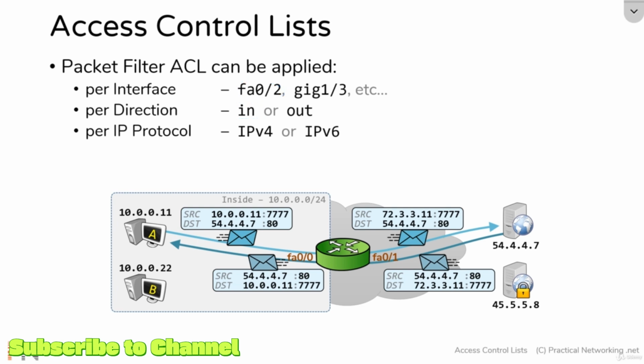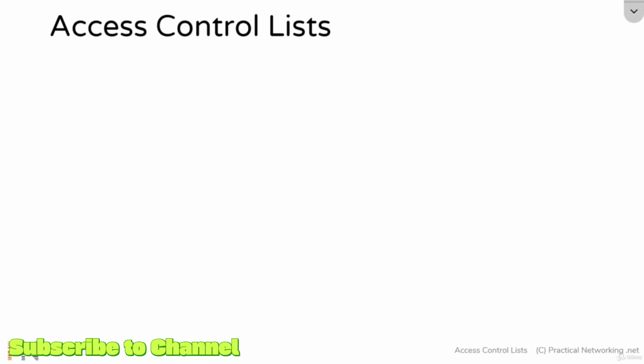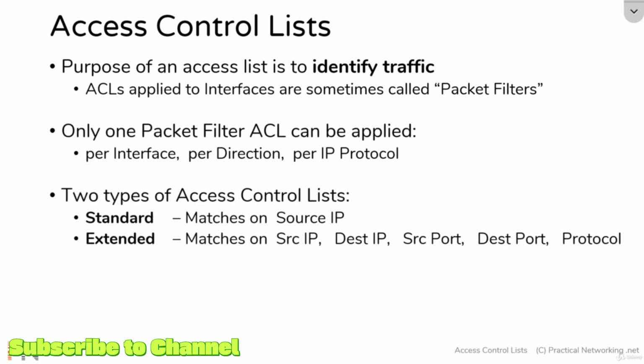Now I'll be looking at the application of access lists to router interfaces in more details in a later video in this series. For now, the key takeaways from this video are these right here. We discussed that an access list is simply there to identify traffic, and then how you apply the access list determines what the access list is doing. We then discussed that an access list applied to an interface is sometimes called a packet filter, and that you can only apply an ACL once per interface, per direction, and per protocol.